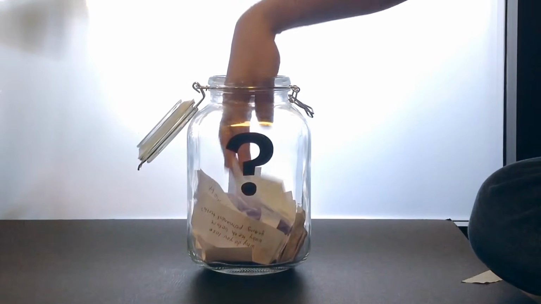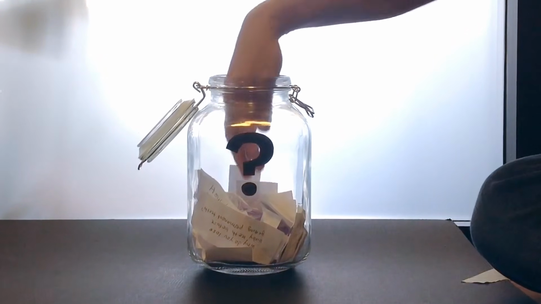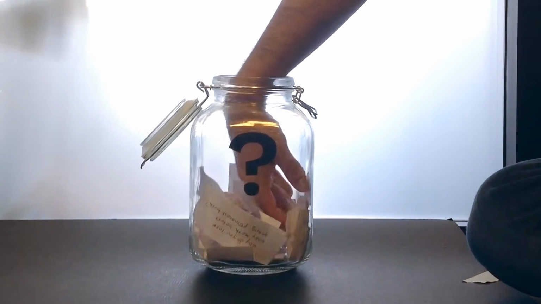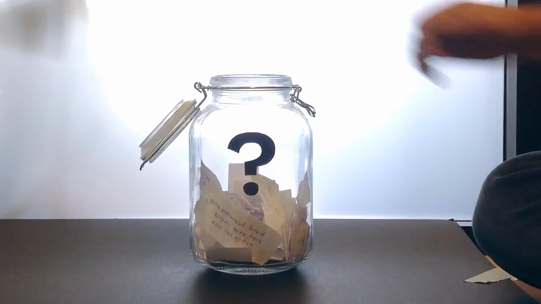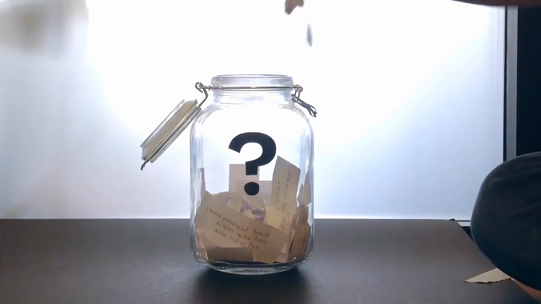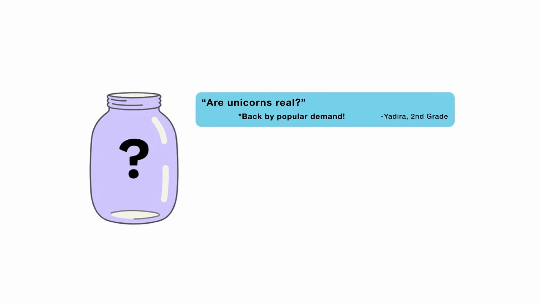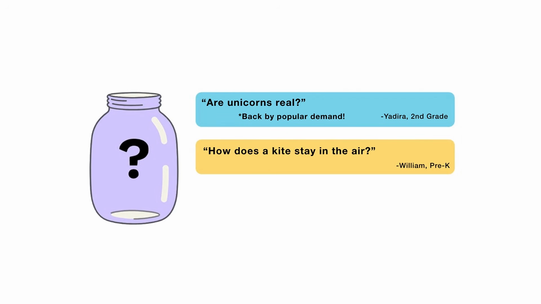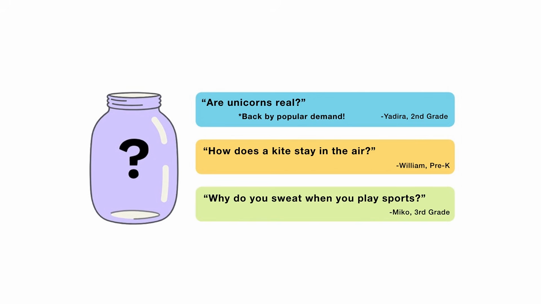Okay, for the next episode, I reached into my question jar and found 3 questions submitted to me that I'm thinking about answering. When this video is done playing, you'll get to vote on one. You can choose from, are unicorns real? How does a kite stay in the air? Or, why do you sweat when you play sports? So submit your vote when the video is over. I want to hear from all of you watching.